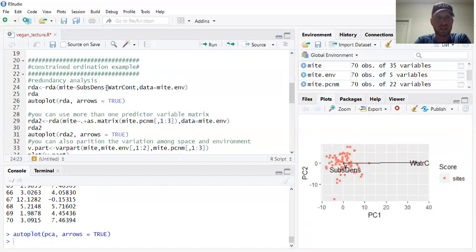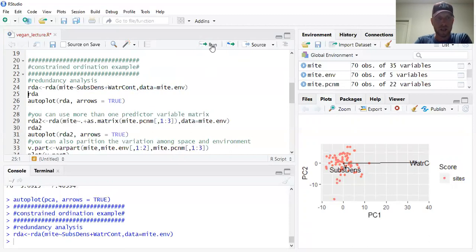So notice there's a plus there. We have those 2 predictor variables that we've already explored a bit in unconstrained ordination. Then there's a comma, and then data equals mites.env. That's just telling it which data frame to look in for these predictor variables that are listed here in the model, in that equation. So we can run that, and we can have a look at this object RDA that we just created.